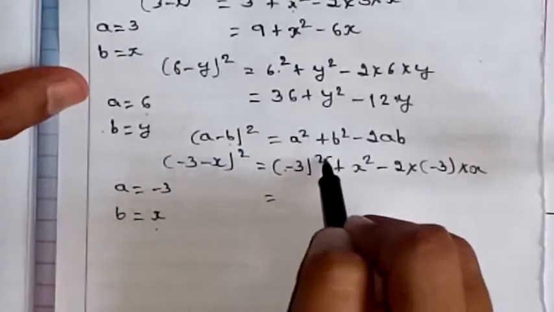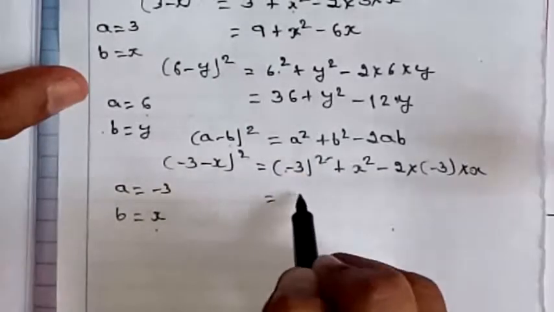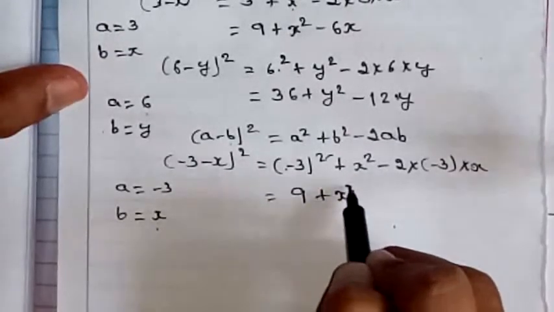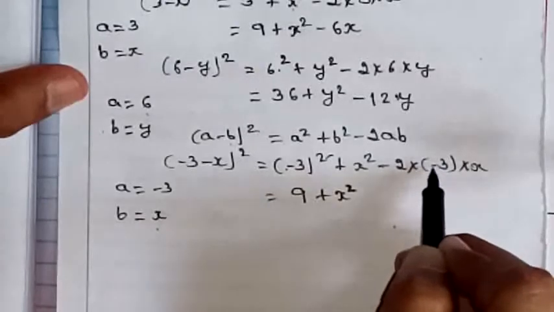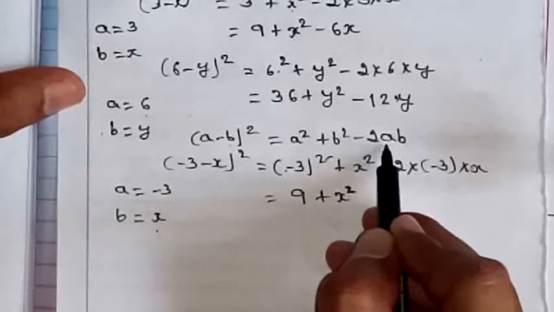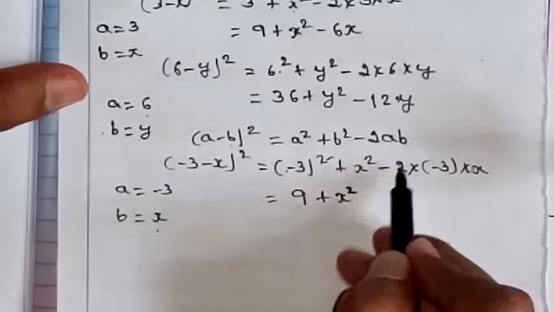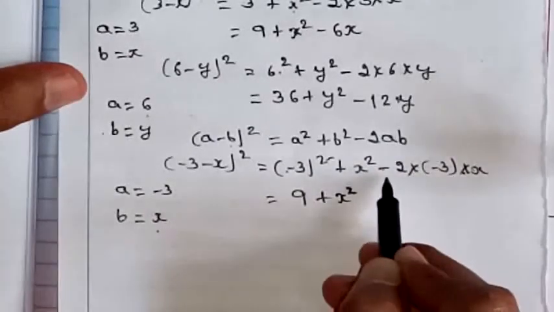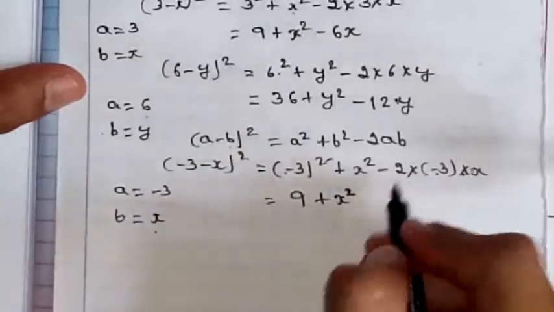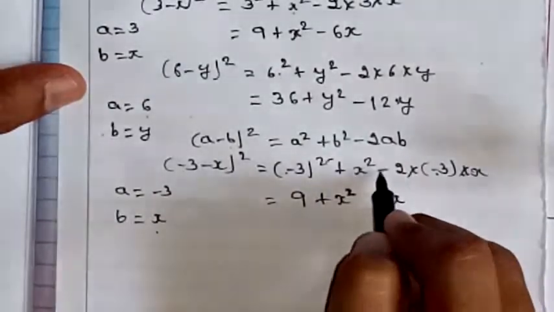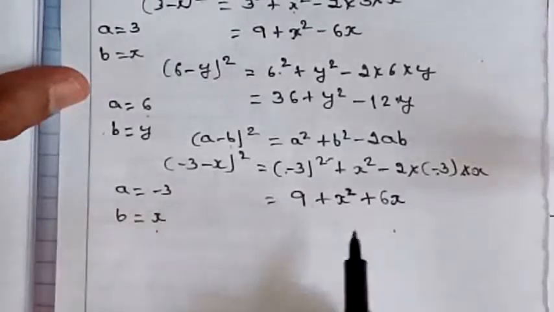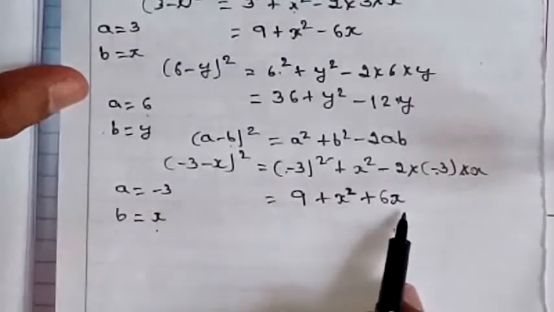Any minus square will be plus, so therefore (-3) square is nothing but plus 9. So x square, so minus into minus is plus. Now you are not supposed to add, you are able to multiply here because the formula says 2 into a into b. So therefore when you are multiplying, multiply the numbers also and multiply the symbols also, right? So 3 times 2 is 6, 6 into x is 6x. Now multiply the symbols, minus into minus is plus. So this is the answer for (-3 - x) whole square. So what is the answer? 9 plus x square plus 6x.